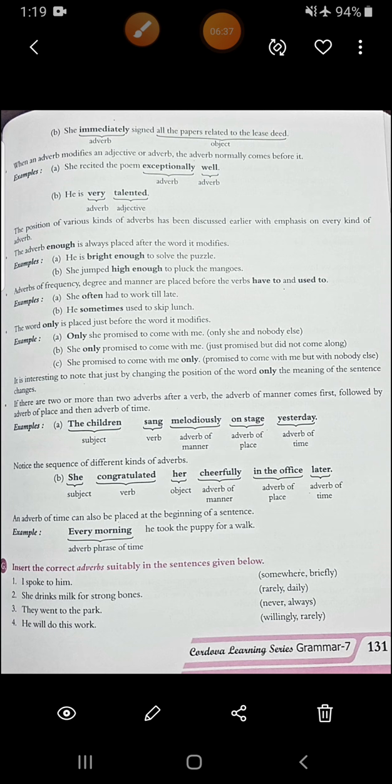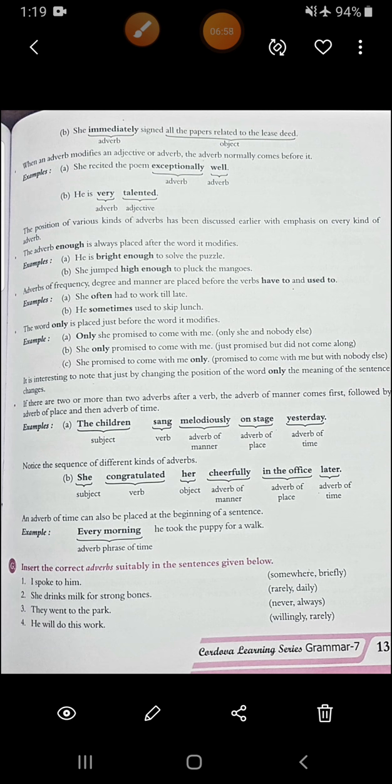When an adverb modifies an adjective or adverb, the adverb normally comes before it. See, she recited the poem exceptionally well. Here we are modifying an adverb, so we are keeping it before this. Then, he is very talented. Again, we are modifying this word talented. We are adding more words to it. Then we will keep the adverb before it. Okay. Then see the next point.